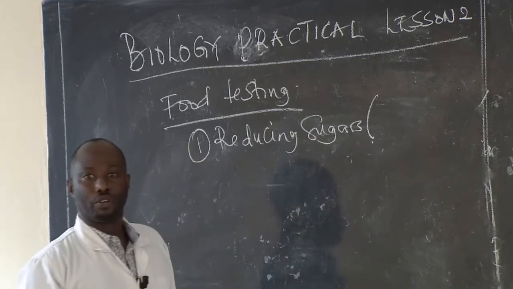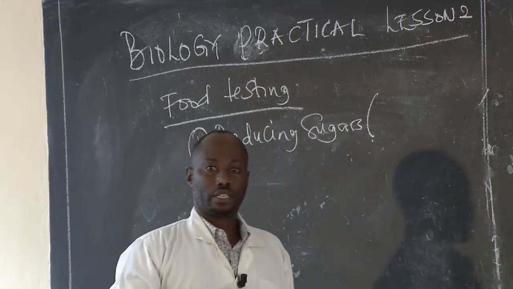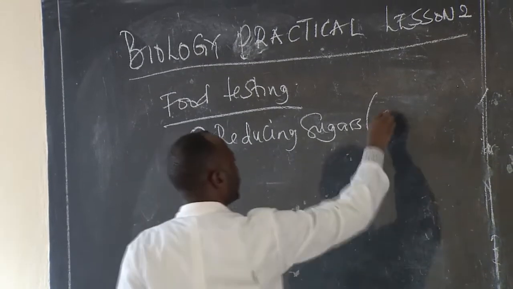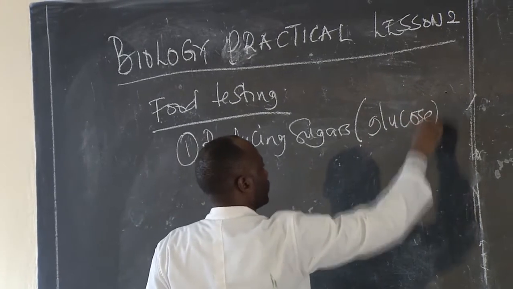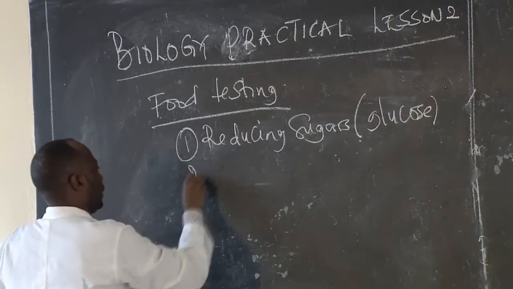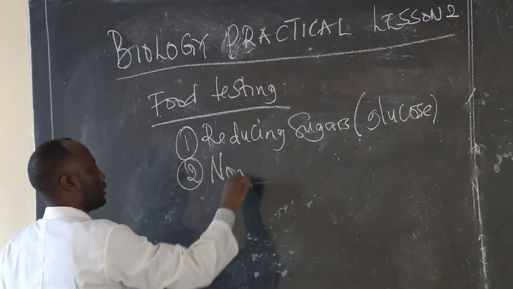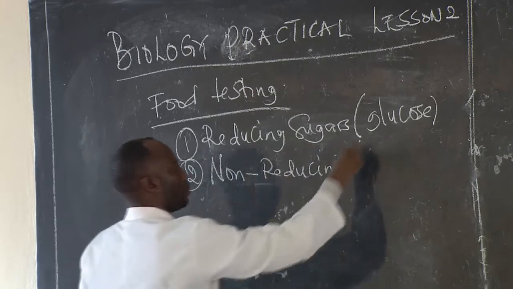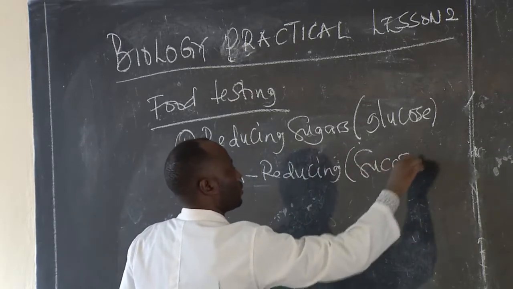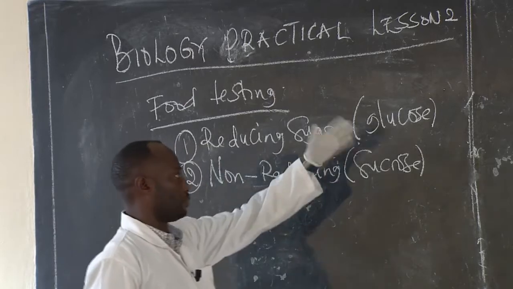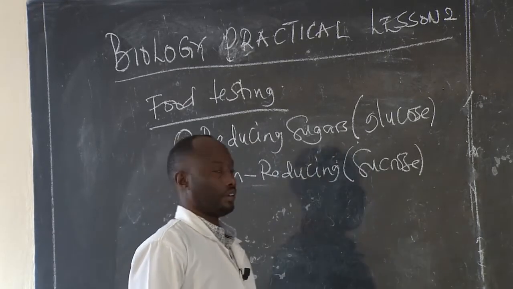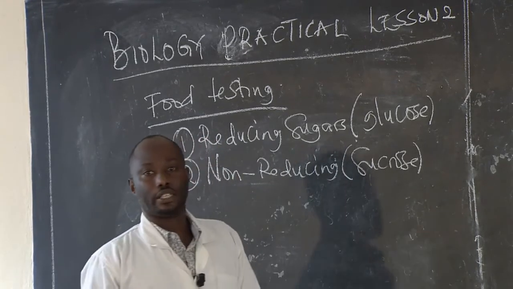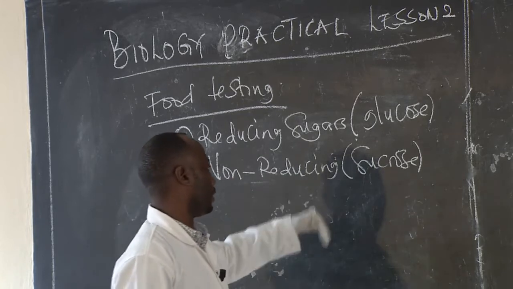Examples, who can give me an example of a reducing sugar? An example of a reducing sugar that we're going to be using today is glucose. Then another one, we're going to test non-reducing sugars. If I say non-reducing sugars, we are going to have sucrose. If I say sucrose, we can have examples such as orange, carrots, and sugar canes.